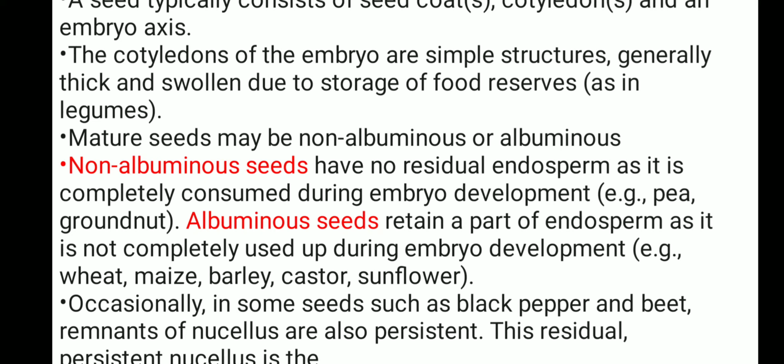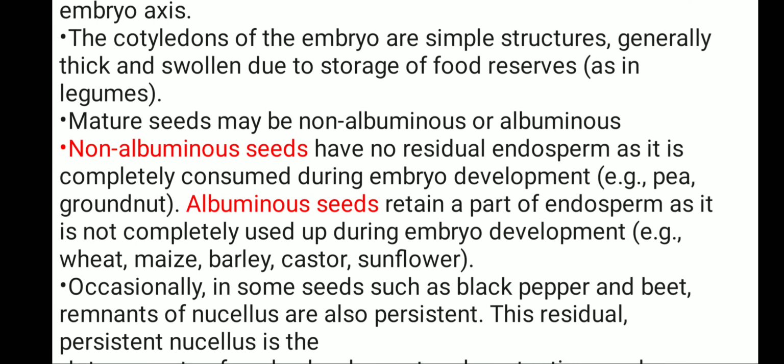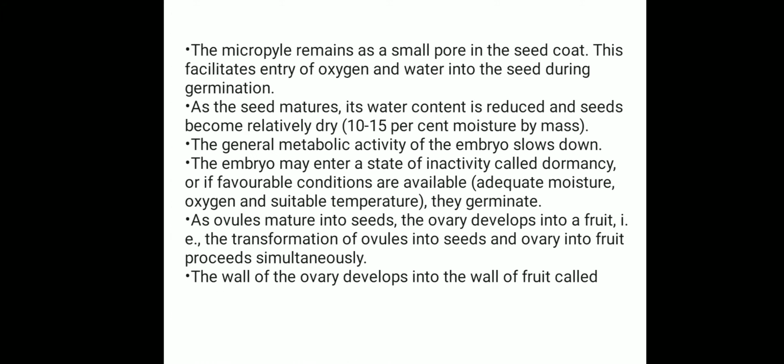Okay, examples: in case of albuminous, castor or maize, and in case of non-albuminous, the bean is an example. Then a very important thing is black pepper. In case of black pepper and beet, remnants of the nucellus are present. This is called perisperm. What is it called? It is called perisperm.